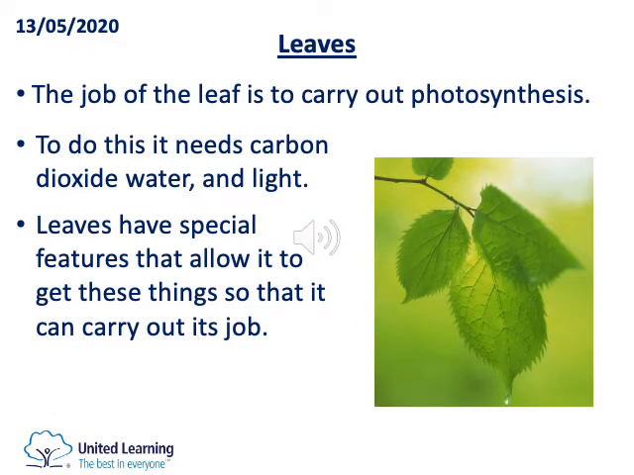Now, the job of a leaf is to carry out photosynthesis. That is it. That is the reason why plants have leaves. Okay? And to do this photosynthesis, a plant needs basic reactants such as carbon dioxide, water and light. The light energy is used to provide energy for the combination of carbon dioxide and water to take place to produce glucose and oxygen. Now, because photosynthesis takes place in leaves, they do have special features that allow them to get things done so that photosynthesis can take place as efficiently as possible.